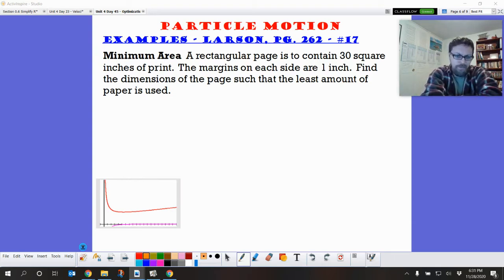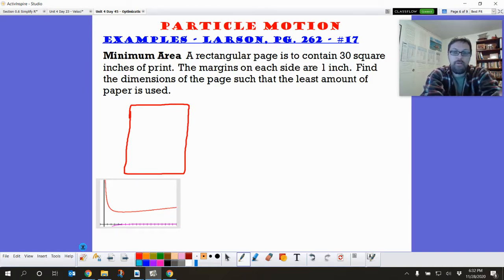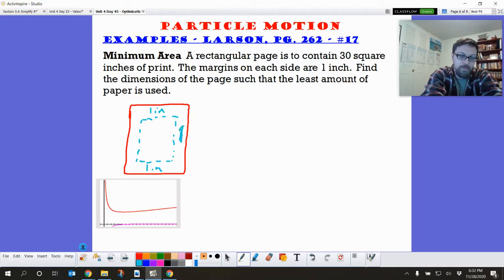Okay, well, this is weird. Let's try to visualize what's going on. I like to draw pictures. So I've got this paper, and it's got 30 square inches of print with a 1 inch margin. I'm going to kind of overdo this a little bit. Here's my print area, and then I've got 1 inch on all these sides. So there's 1 inch there and 1 inch here, 1 inch on every side.